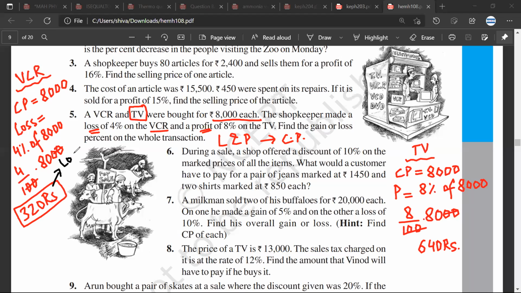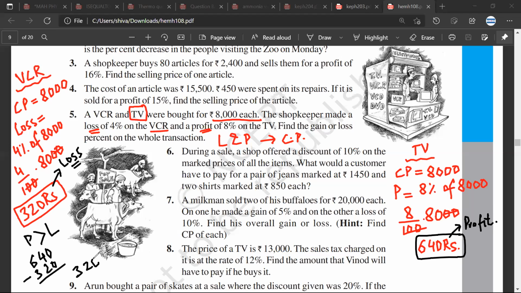So this is a loss, and this is the profit. The profit is more than the loss. And if you see 640 minus 320, he has made a profit of 320 on the whole transaction. Satya, is it correct? Yes, sir. Okay.